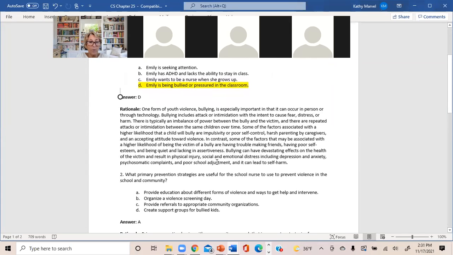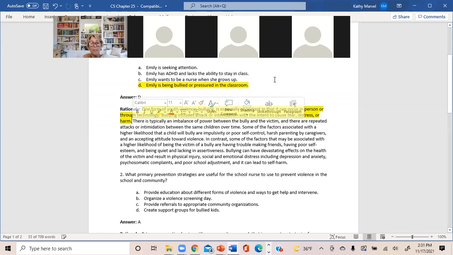Okay, the chapter is about violence. So we need to understand that one form of youth violence is bullying. All right, and it can occur physically, emotionally, or through technology, right? Bullying includes attacks of intimidation with the intent to cause fear, distress, or harm.